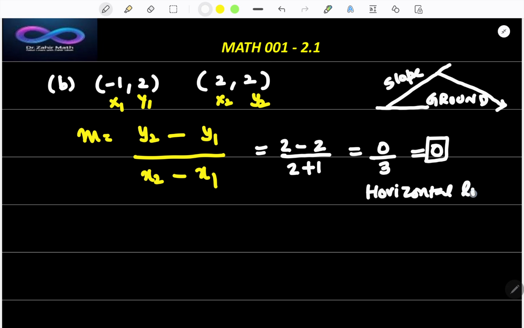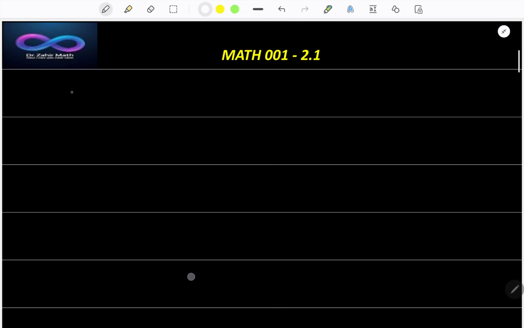Horizontal line. If the slope is 0, it is a horizontal line. So anyway, it is not necessary, but keep it in your mind. Let's go to the C question.